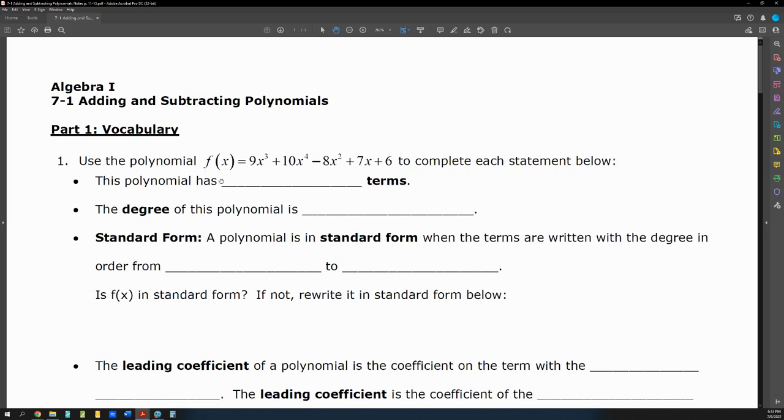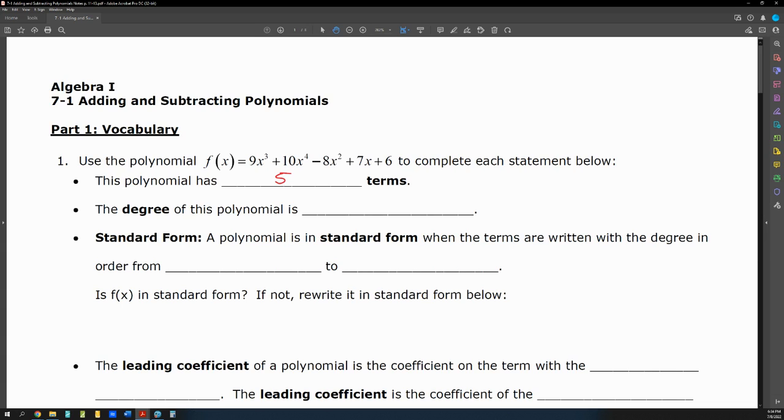Notice that I'm putting this in function notation. This reads f of x. This does not mean f times x. This is saying f is a function of x, where x is the input of the function and f of x is the output of the function. Okay? How many terms does this polynomial have? This polynomial has 5 terms.